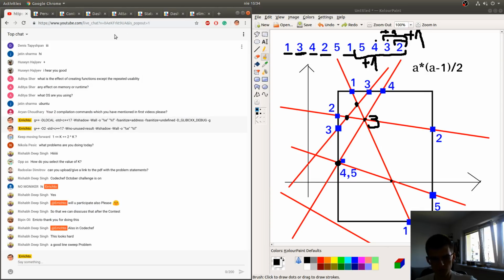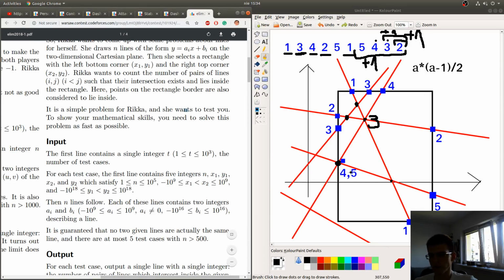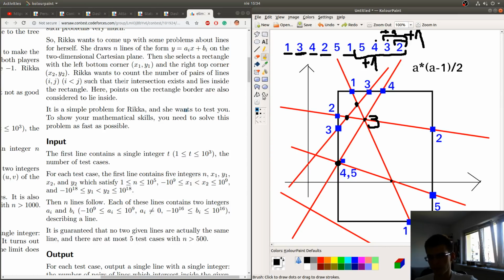So there are 2 ways to deal with that. One way is to imagine that this rectangle is slightly bigger. So maybe it's in fact something like this. If you imagine extending this rectangle by some epsilon, then there would be no ties anymore, no places where 2 lines intersect exactly at the boundary.